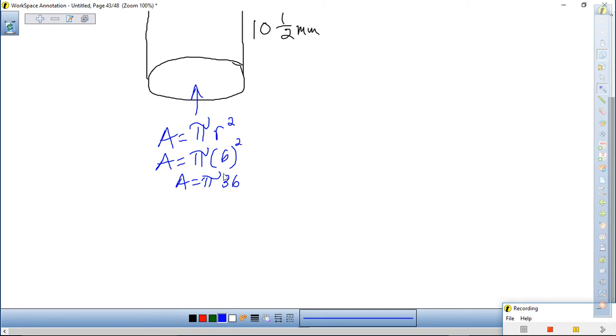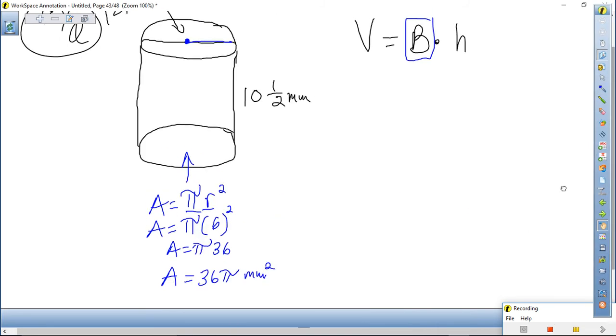So for the area of the base, I'm going to leave it in pi form, so it's going to be 36 pi. And that is in millimeters squared, because it's the area. I only multiplied how many dimensions here? 1, 2 dimensions. Are we there? All right. So let's go to our formula.